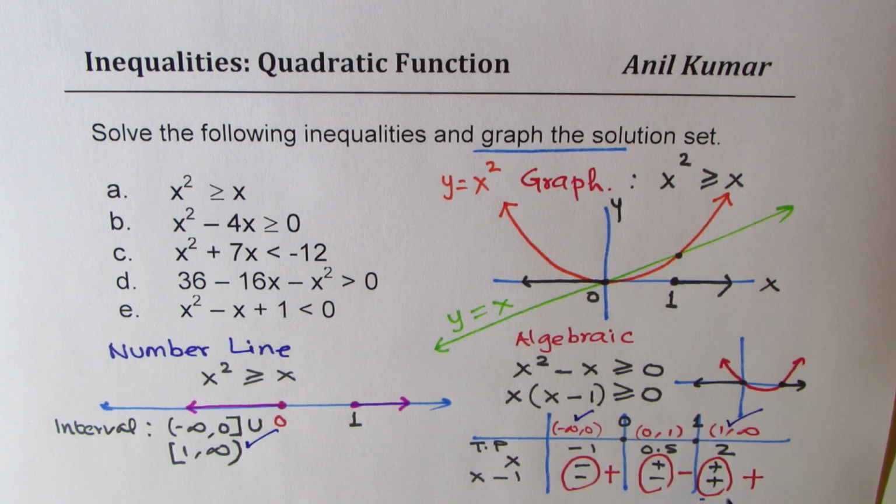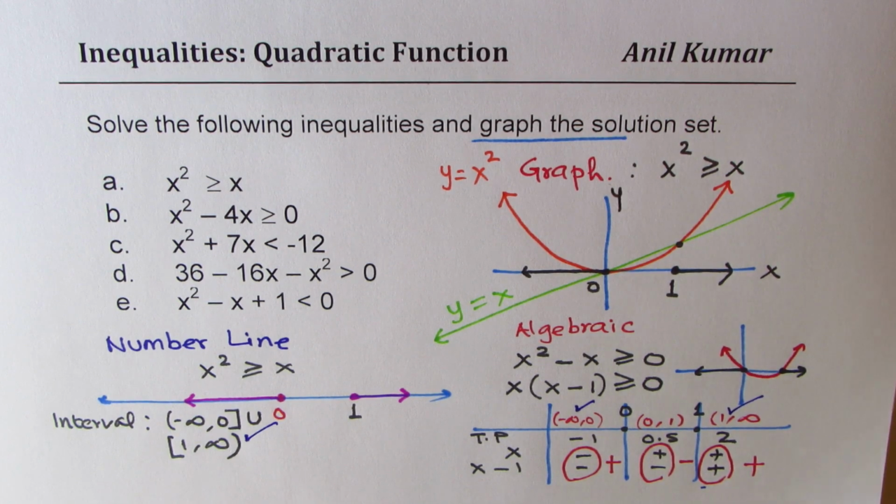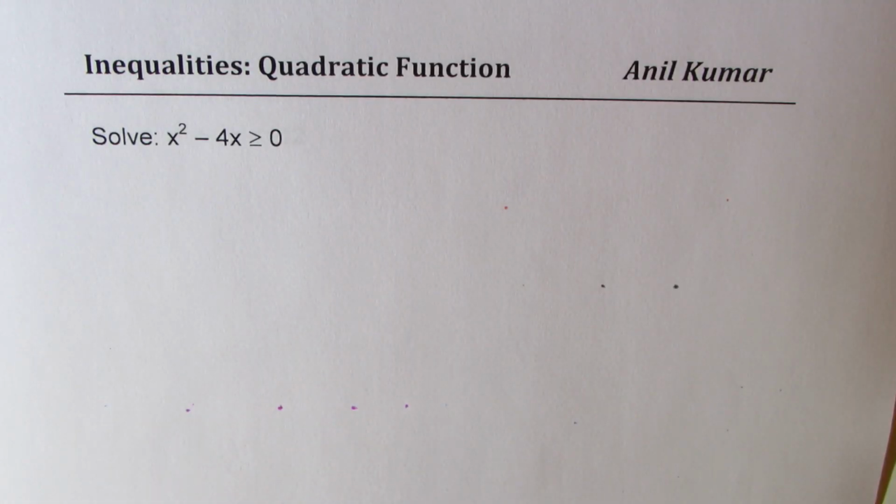Now, we are going to use a hybrid approach. That is, we'll factor and then plot the graph and write down the answers. That's going to be very fast. See how it can be done in no time. So now let's move on and solve these questions in the most effective way.